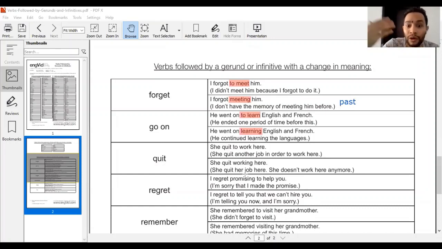Como por ejemplo, si yo ahora en este momento les digo, chicos, puedo continuar explicando, porque la explicación no se ha acabado, ¿cierto? Tengo muchos verbos todavía por explicar. Entonces yo tengo que decir, guys, I'm going to go on explaining, right? Or I go on explaining. Lo que significa, yo voy a continuar explicando.